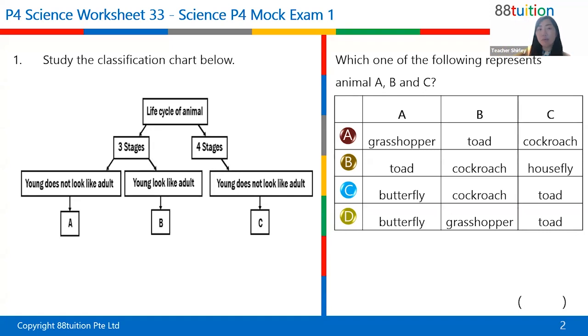Okay, there's a classification table below and it's mainly on life cycle. How should we want to try? Is it D? Let me see. Okay, so we have three stages. Butterfly is actually four stages, so butterfly cannot be A, right? So this one is out, this one is out. We can have grasshopper, we can have toad, but the young does not look like the adult. So grasshopper is out as well because the grasshopper's young looks like the adult.